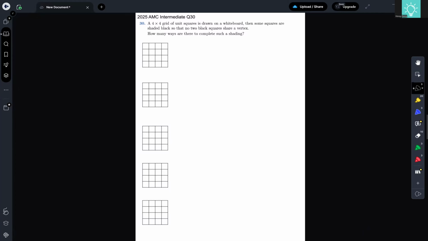So, firstly, I want to bring your attention to the middle four squares here. Any two of these four squares is going to share this common vertex in the middle, which is why we can see that at most one of these central squares can be shaded. Because if we shade two of them, they're going to share a common vertex, which is not allowed. So at most one central square can be shaded.